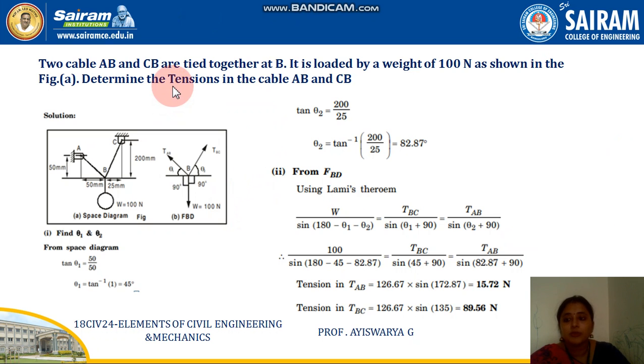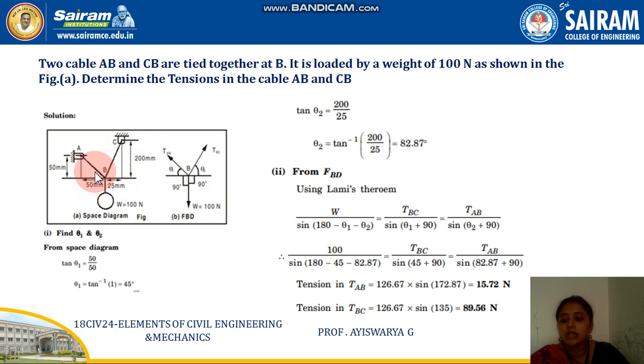So first, the numerical one, I have two cables AB and CB tied together at B. Okay. So assume B is having a load of 100 Newton. Right. And always the wires, cables and ropes will carry tensile force. So this BA and BC will be having tensile force. So you can see three forces, that is one load and two cables. Two cables possess tensile forces. Right. So 100 Newton force and T suffix AB and T suffix BC you can observe in the figure.